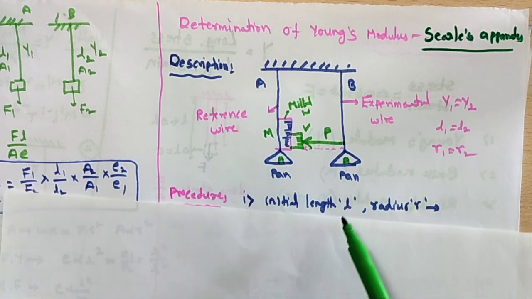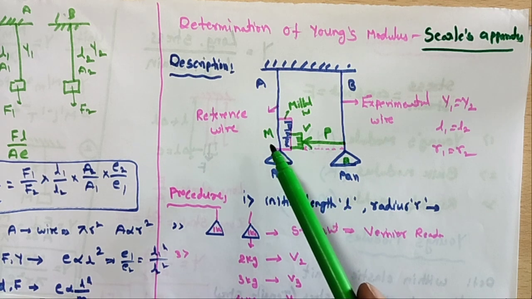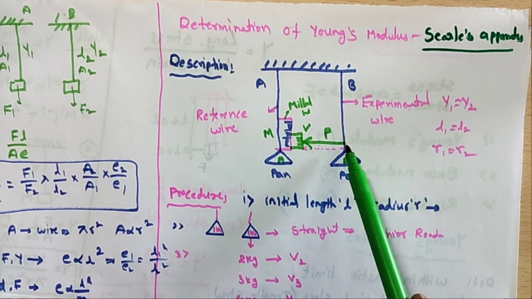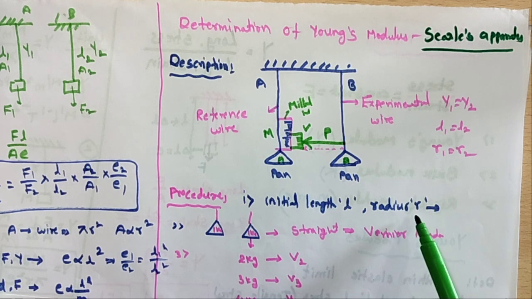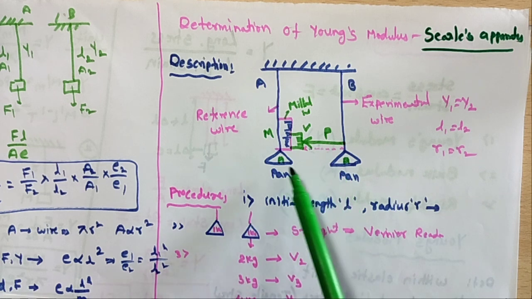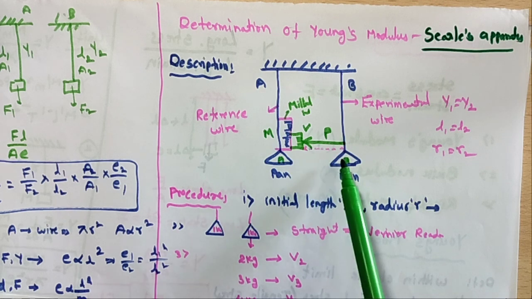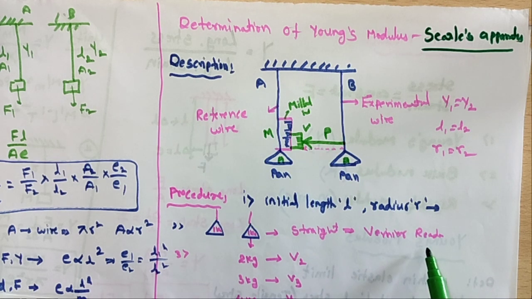First you calculate the initial length. You calculate the length of the experimental wire, the initial length, and the radius of the experimental wire. First write down these L and R values. Now the second point: in these two pans A and B, both have the same weight. Suppose 1 kg is placed. When 1 kg is placed, the wires become straight. So now the vernier reading will be noted.